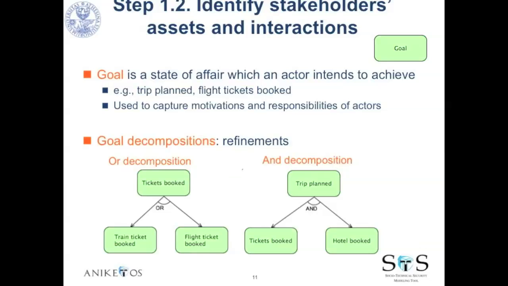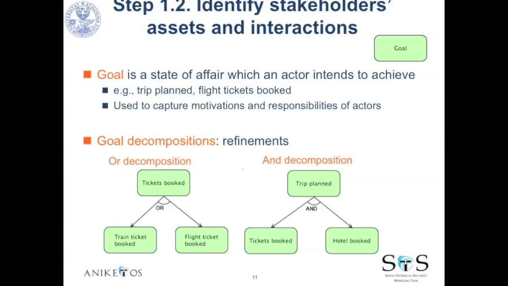To capture how goals are achieved and how they are actually attained, we consider goal refinements in terms of goal decompositions that come in two forms: or decomposition and and decomposition. Or decomposition provides alternative ways of how a given goal may be achieved. For instance, when we consider the goal tickets booked, possible alternatives to that are train ticket booked if the traveler is taking the train, or flight ticket booked if he is taking a flight to his destination.